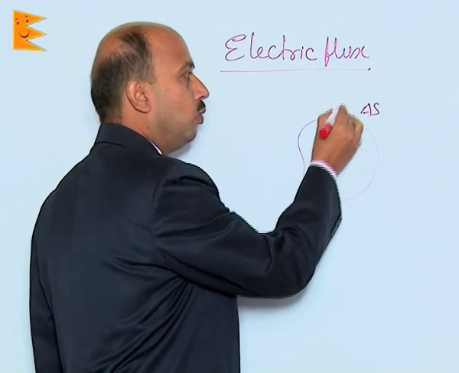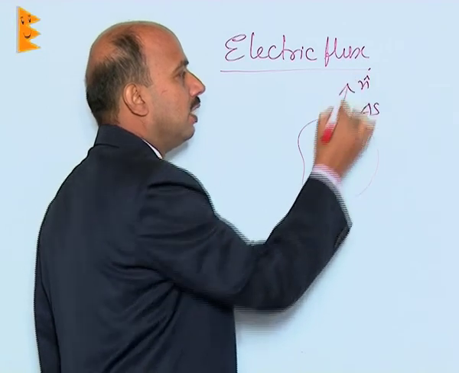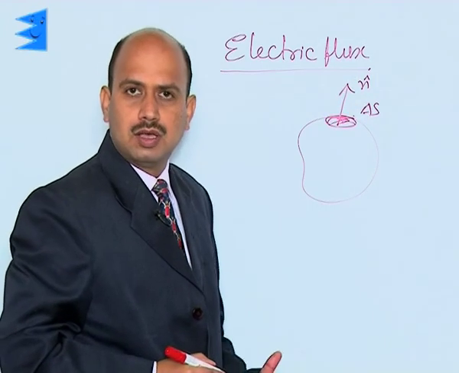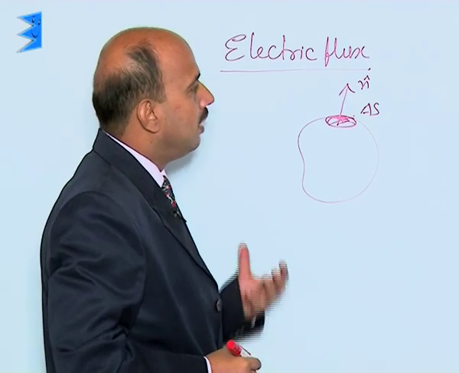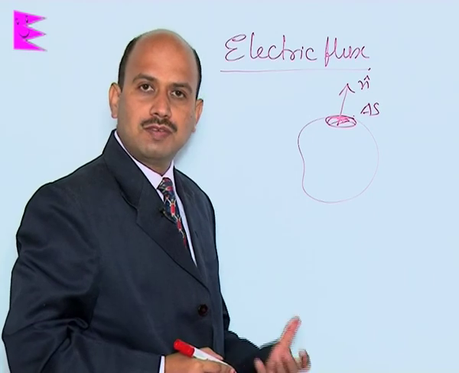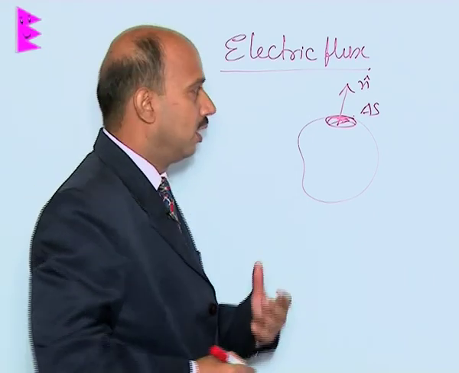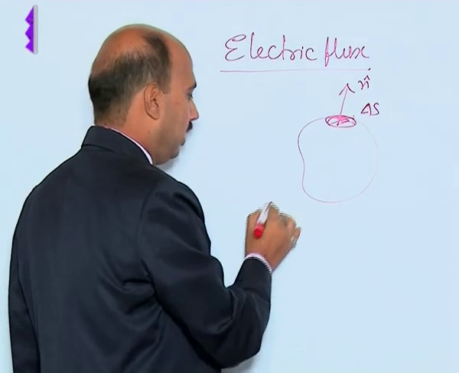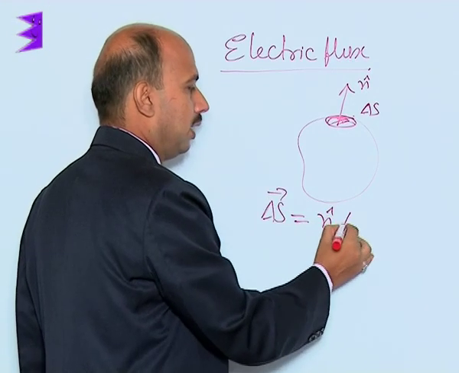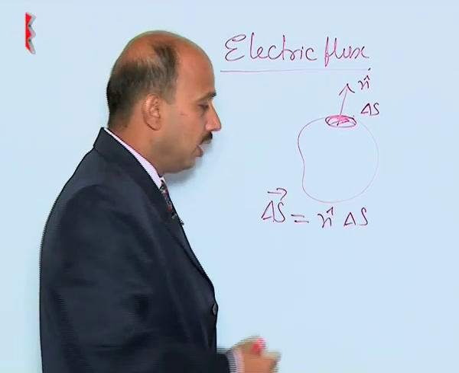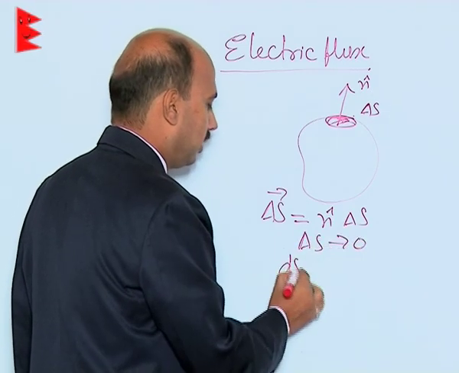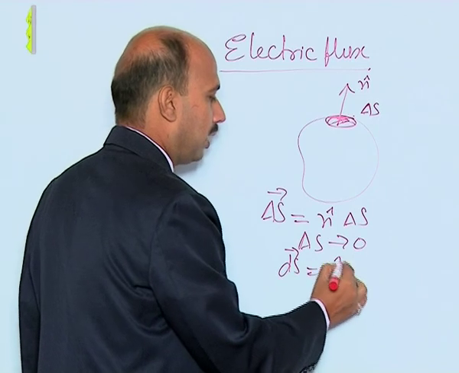The outward normal to this is taken as the area vector. So first we consider the area vector. By convention, the area vector has the direction of the outward normal to the surface or to the area. So we can write the area vector delta S equal to n cap delta S. If delta S tends to 0, we can write dS equal to n cap dS.